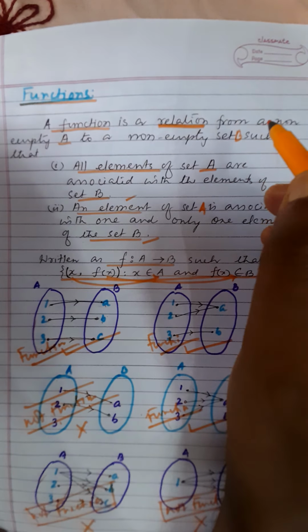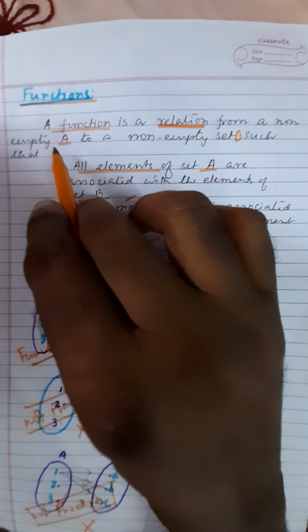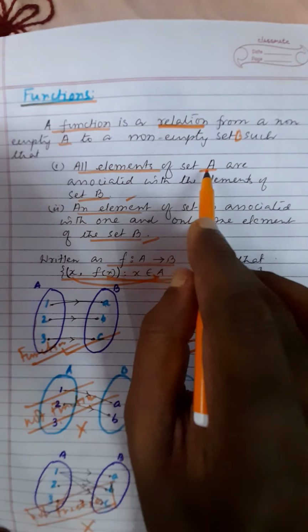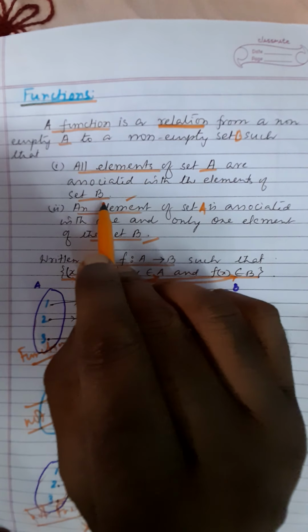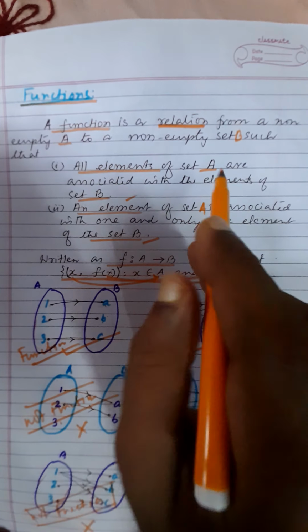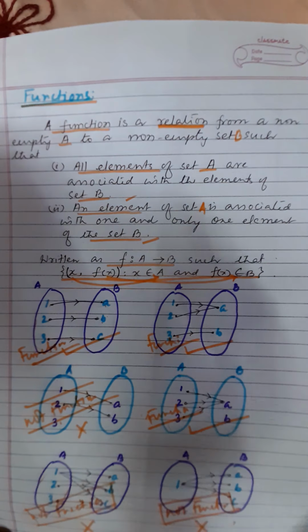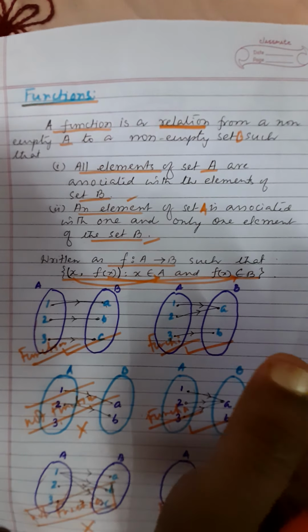Today we will discuss functions of class 11. A function is nothing but a relation from a non-empty set A to a non-empty set B, such that these conditions hold. All the elements of set A are associated with the elements of set B. So not a single element should be left out from set A.